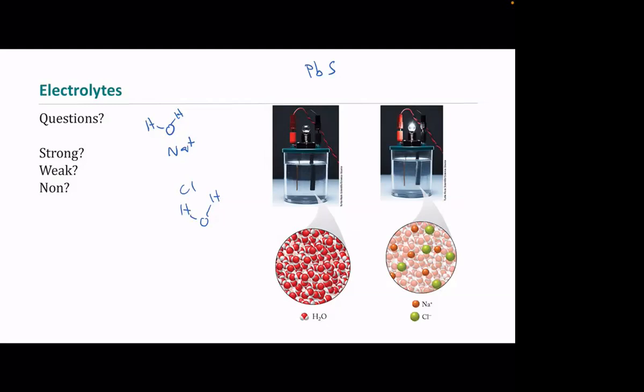A weak electrolyte would be something that only produces a small number of ions in solution. A non-electrolyte produces no ions. And I mean no ions. So like glucose. I mentioned this the other day during the outline. This is a sugar, one of the simplest sugars, right? C6H12O6.